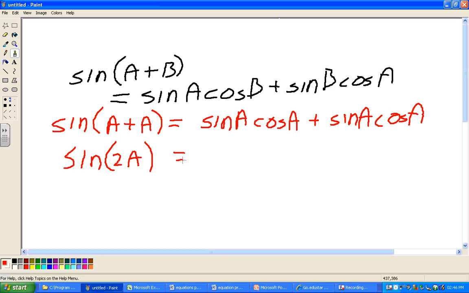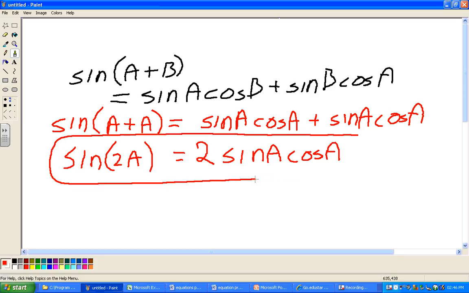Now, folks, you tell me, if I've got one sine, cosine with the same letters, and I've got another that looks exactly the same, how many of them do I have? So I will write that as 2 sine A cosine A. Does everybody kind of have that one down? That is an important thing to know.